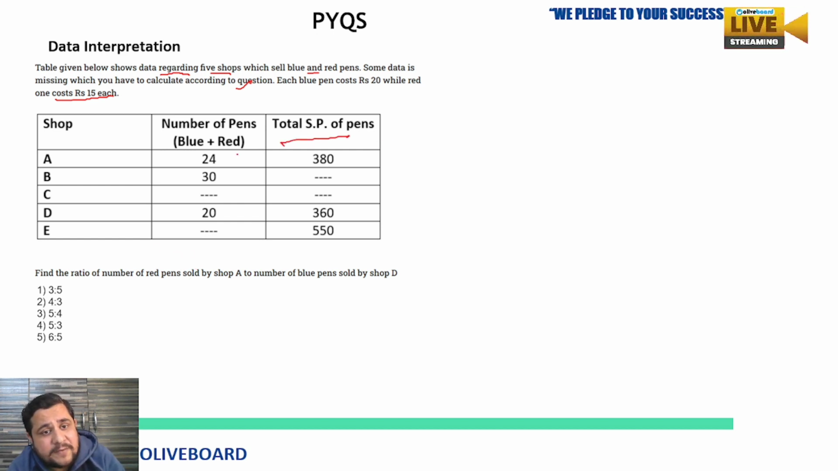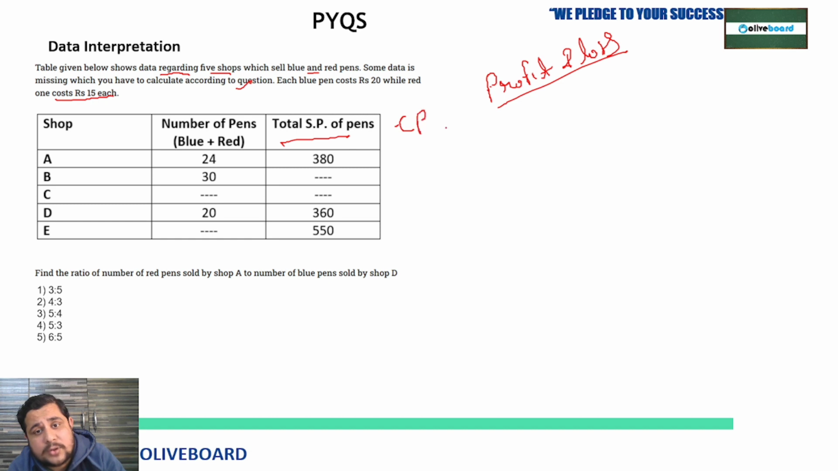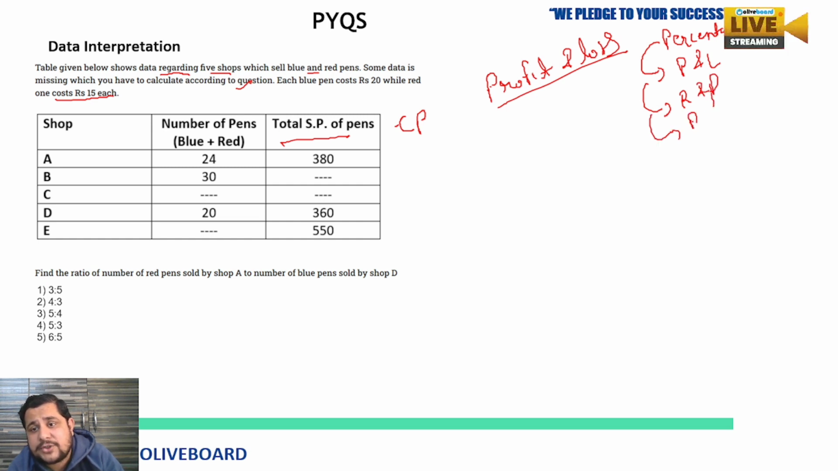The total selling price of pens is given, and their quantity is given. So this belongs to the profit and loss chapter, because if we are talking about selling price, they can ask you cost price and profit and loss percent. You must have a basic understanding of these chapters: percentage, profit and loss, ratio and proportion, and then average. A detailed understanding of these chapters will help you easily solve data interpretation.